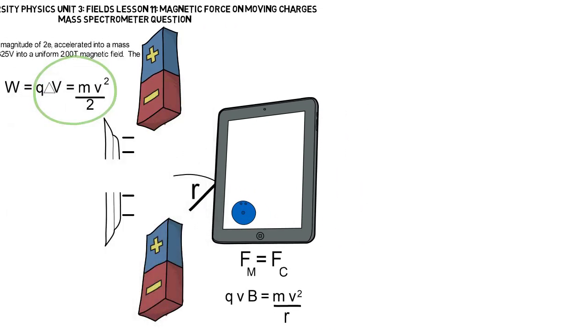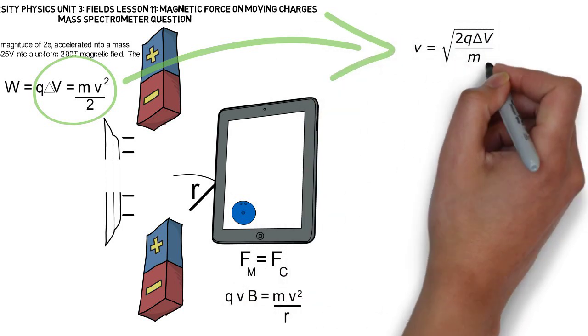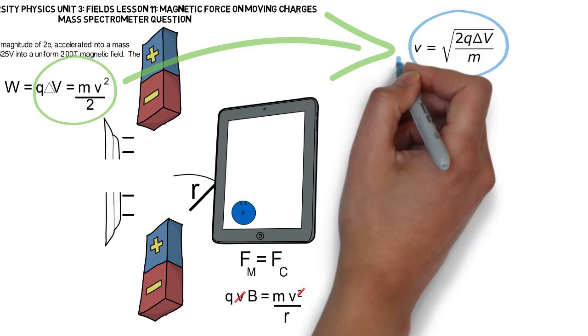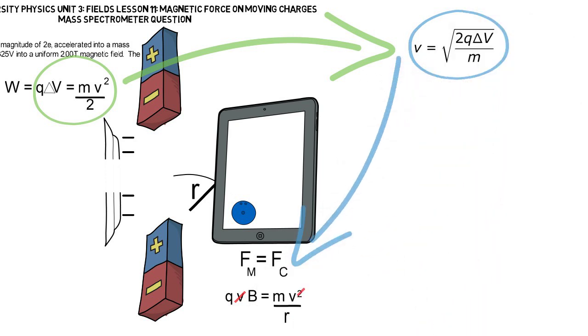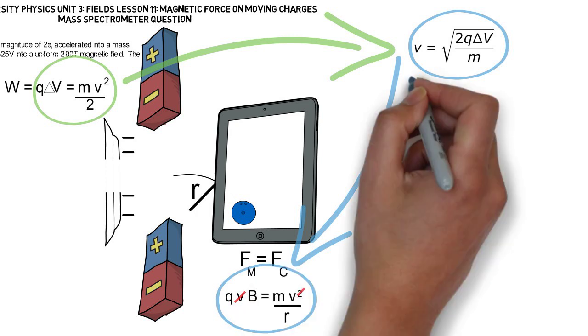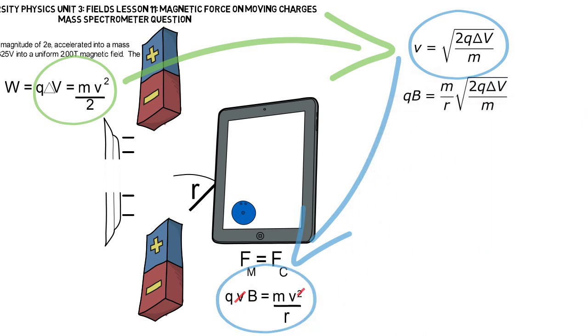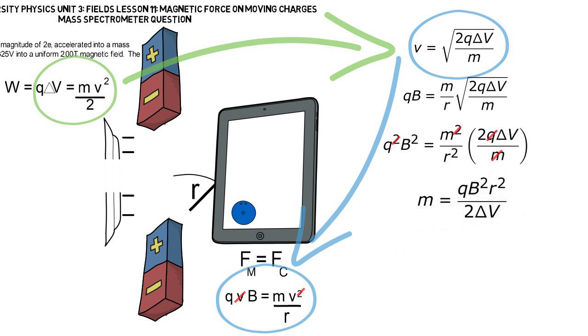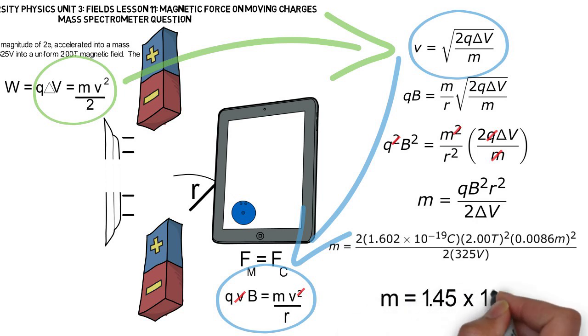Now using these two equations, one for the motion of a charged particle in an electric field, and two for the motion of a charged particle in a magnetic field, we can solve them for two unknowns. Rearranging the electric field equation for velocity, substituting that into the magnetic field equation, square both sides, cancel some variables, rearrange for mass, and substituting all of our known values will give us the mass of the oxygen-16 atom to be 1.45 times 10 to the minus 25 kilograms.